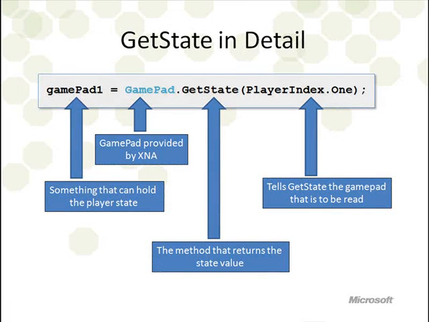If you want to break it down, then here we go. The gamepad is the thing that can hold the state. The gamepad is kind of the gatekeeper. It's the pixie, if you like, in charge of getting information from gamepads. The GetState method is the thing we're asking Gamepad to do for us, and we tell it which particular gamepad we want to read, in this case the one for player 1. Okay, that's how it all fits together.